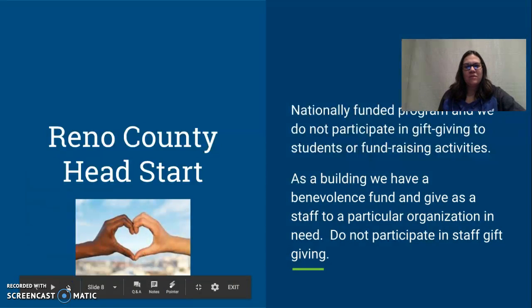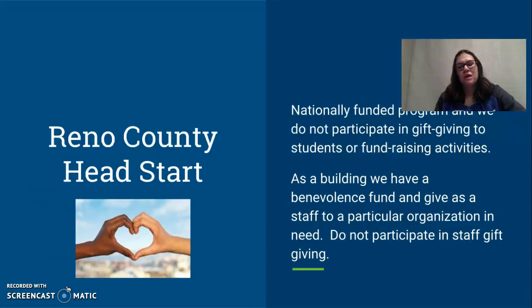I work at Reno County Head Start, and we are a nationally funded program. So our particular program does not participate in gift giving to students or any fundraising activities. And so I try to think what we do as a building, because again, we don't have a PTO, we don't have any committee that collects funds for staff gifts or anything like that.